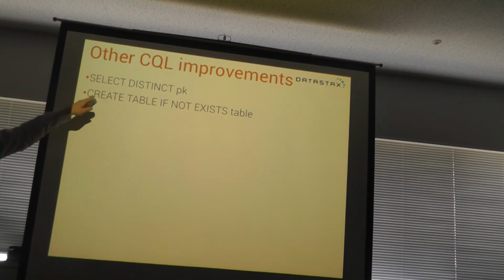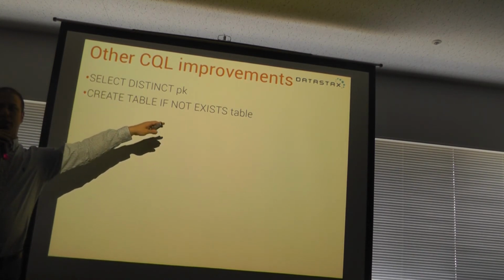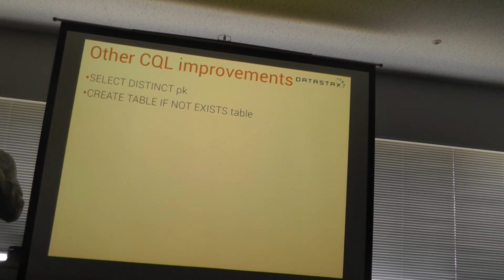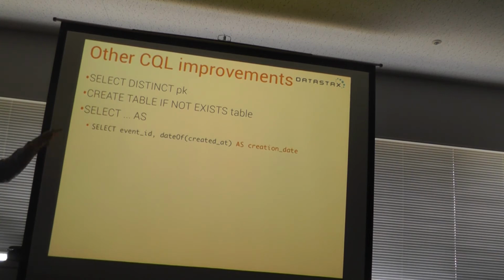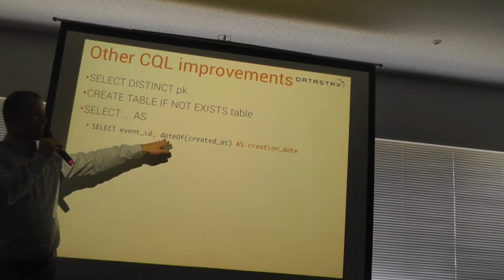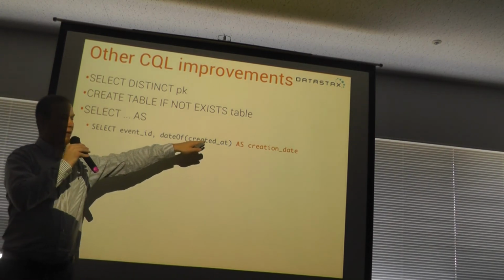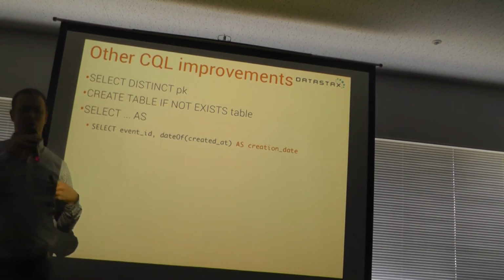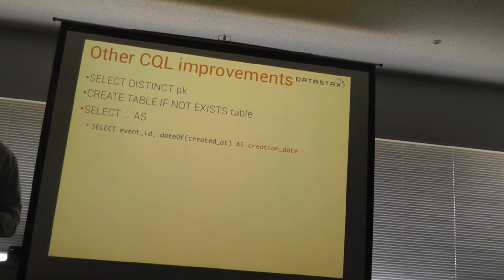Another is create table if not exists. So just support for scripting your application schema creation. It's just a little bit more convenient. Select as, for instance, I could say select date of created at as creation date. So it allows me to give an alias to those function call results.